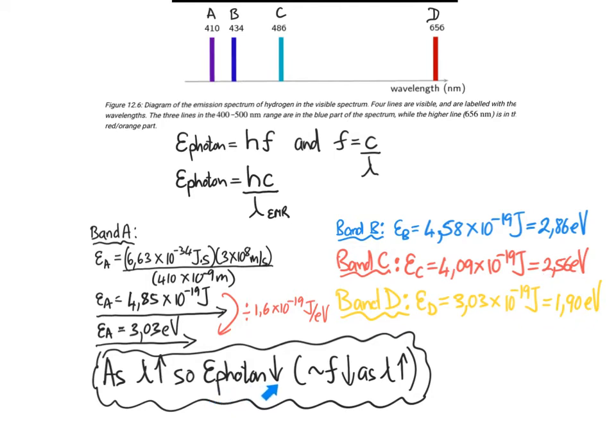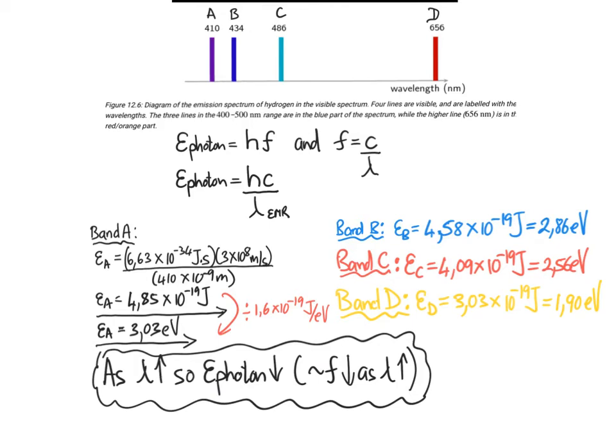So the energies of the photons decrease, but this makes sense because the energy of a photon is directly proportional to the frequency of the electromagnetic radiation. And we know that frequency is inversely proportional to the wavelength. So if the wavelength is increasing, then the frequency is going to decrease, and therefore the energy should be decreasing.